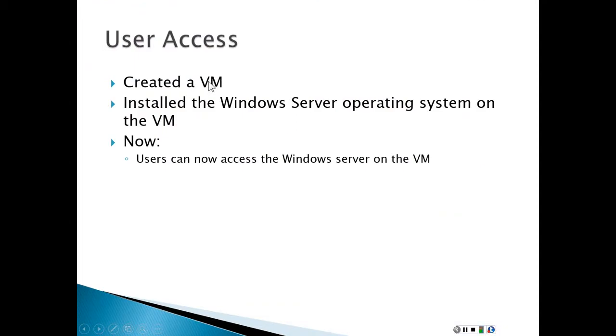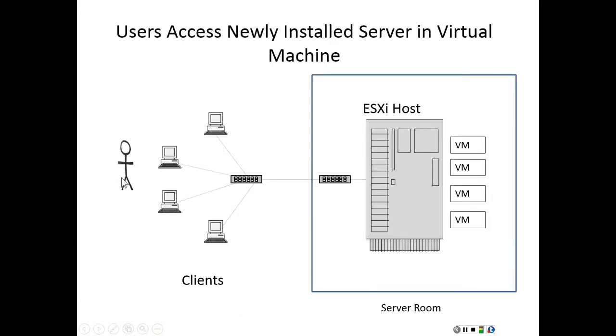So we've created the virtual machine, and we've installed the Windows Server operating system on the virtual machine. Now the users can access the Windows Server, which is running on the virtual machine. The users standing at their workstations can now access the Windows Server, which is running on the virtual machine on the ESXi host, which is in the server room.